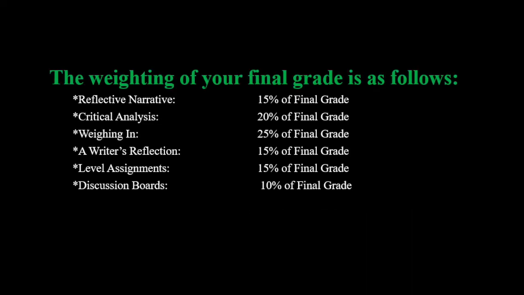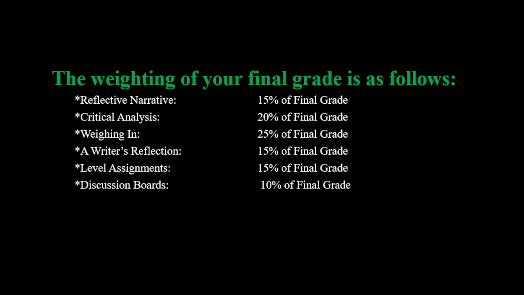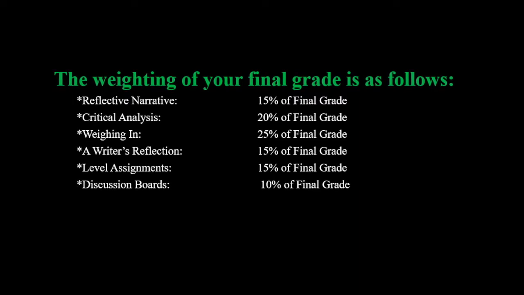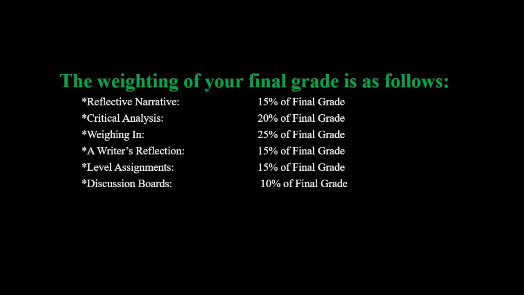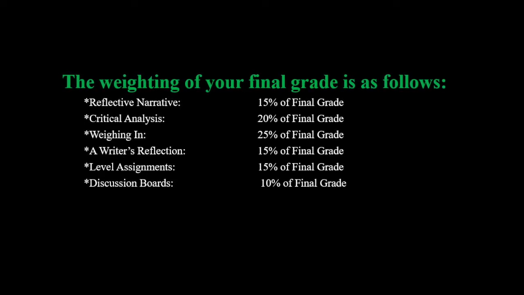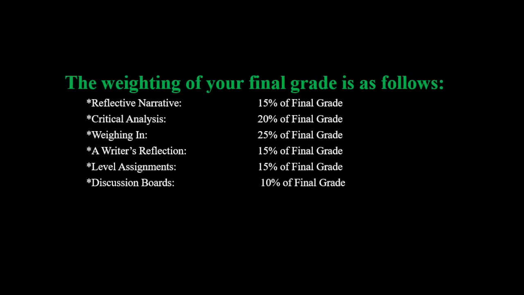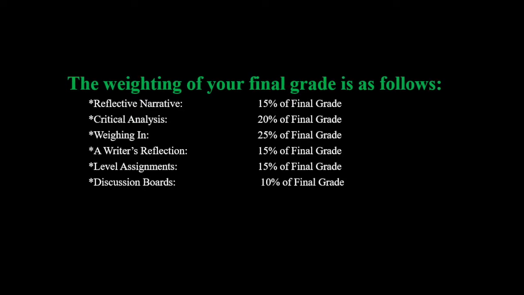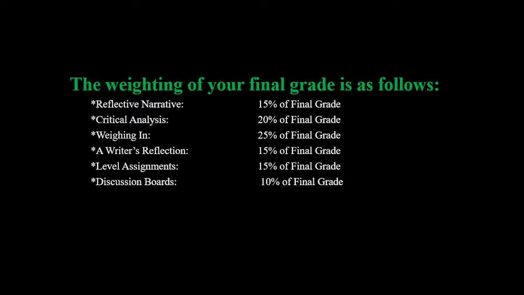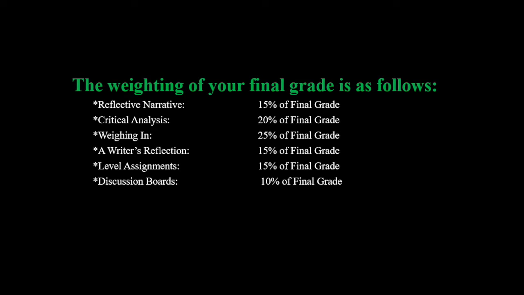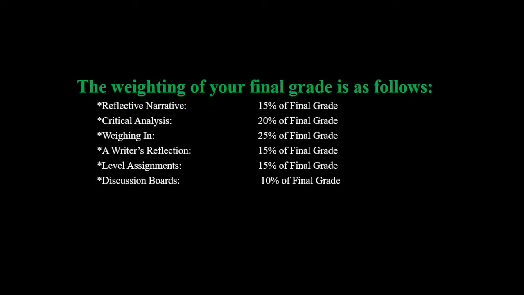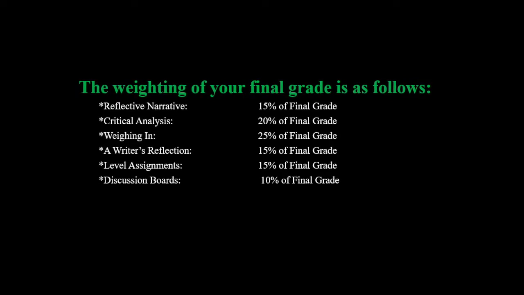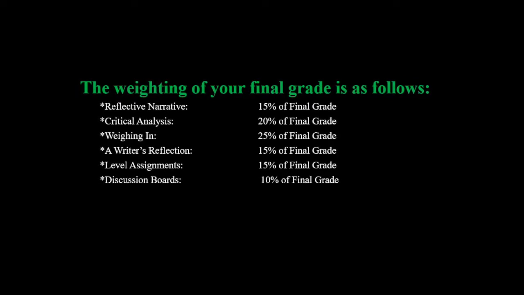Now let's talk about grading. The weighting of your final grade is as follows. You will find that 75% of your final grade depends upon the formal writings. Your reflective narrative is worth 15% of your final grade. The critical analysis is worth 20% of the final grade. Your weighing in essay is worth 25% of the final grade. And then the final paper, a writer's reflection, is worth 15% of your final grade.